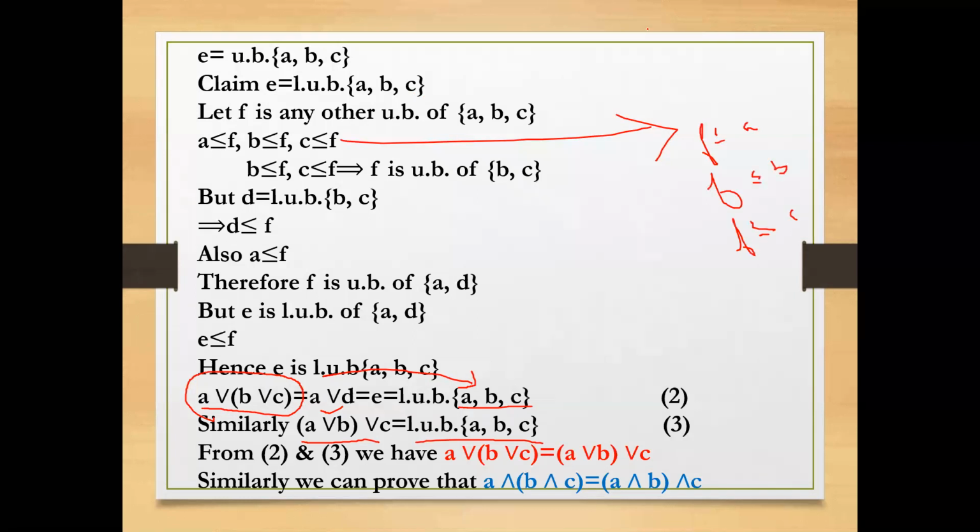The changes are, you have to replace upper bound with lower bound, least upper bound with greatest lower bound, and reverse the inequalities. The inequalities that are there, reverse them, and you will get the proof of the relation for meet also. So this is the associative law.